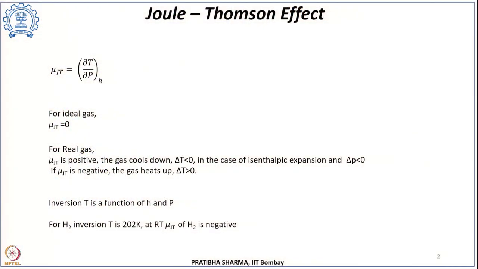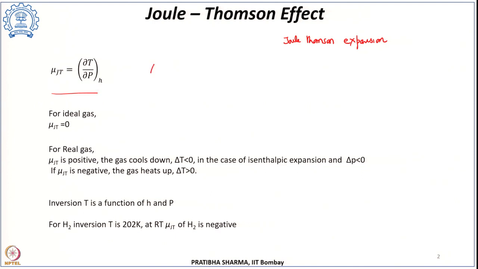Now, when there is an adiabatic throttling at a constant enthalpy through an insulated porous plug, the expansion is known as Joule-Thomson expansion. Depending upon whether the temperature of the fluid or gas increases, decreases or stays constant, the effect is known as the Joule-Thomson effect. And the Joule-Thomson coefficient is given by the change in temperature with the change in pressure at a constant enthalpy.